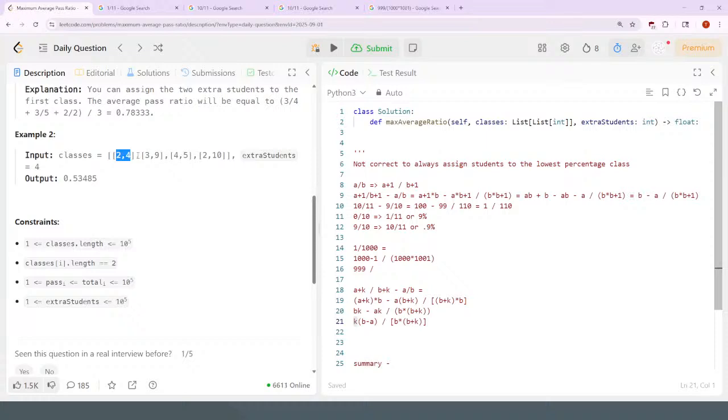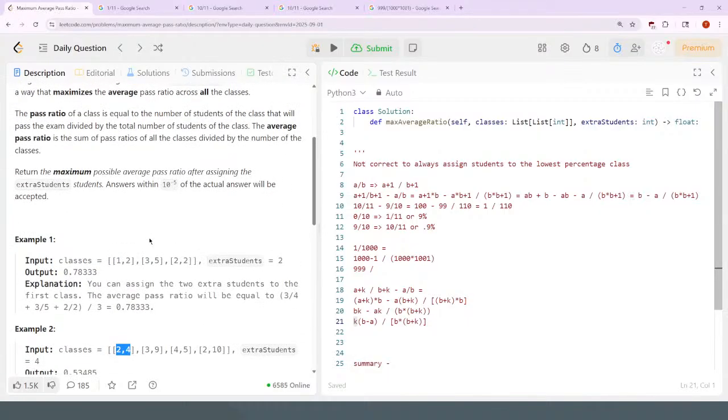If there's a better way of doing this besides what I'm thinking about, which is just adding one student at a time. Can I add a group of students? Can I do a binary search for the correct percentage? Return the maximum possible pass ratio.